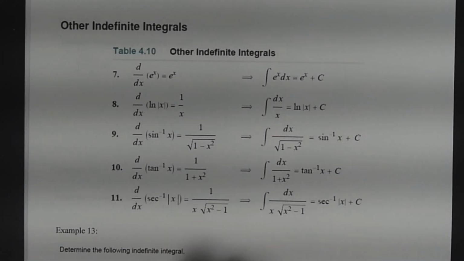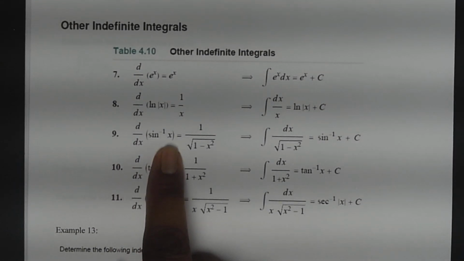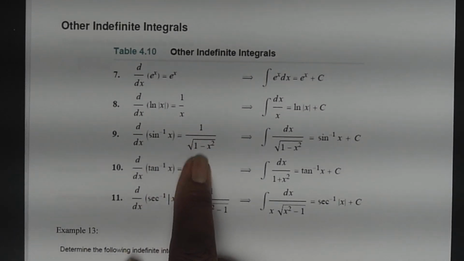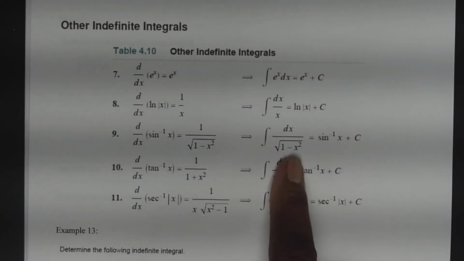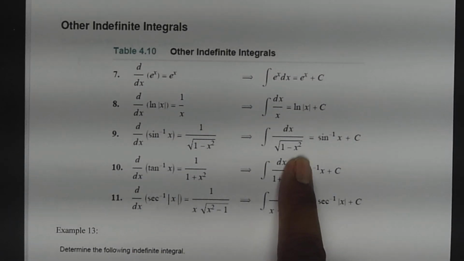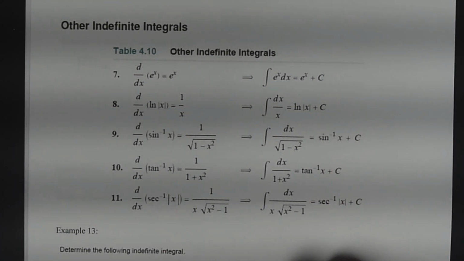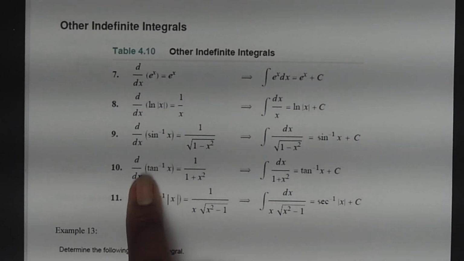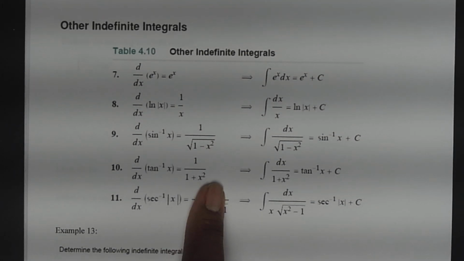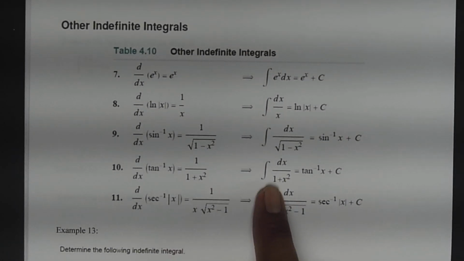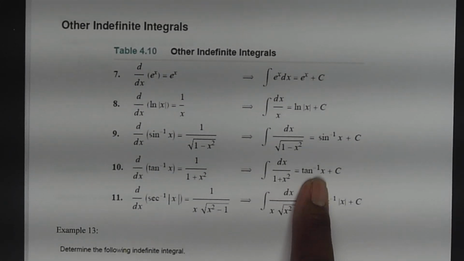The next 3 are inverse trig functions. The derivative with respect to x of the inverse sine of x, that's going to be 1 over the square root of 1 minus x squared. So if we had the integral of dx over the square root of 1 minus x squared, that's going to be the inverse sine of x plus c. And then the next one, the derivative of the inverse tangent of x with respect to x, that's 1 over 1 plus x squared. So the integral of dx over 1 plus x squared would be the inverse tangent of x plus c.